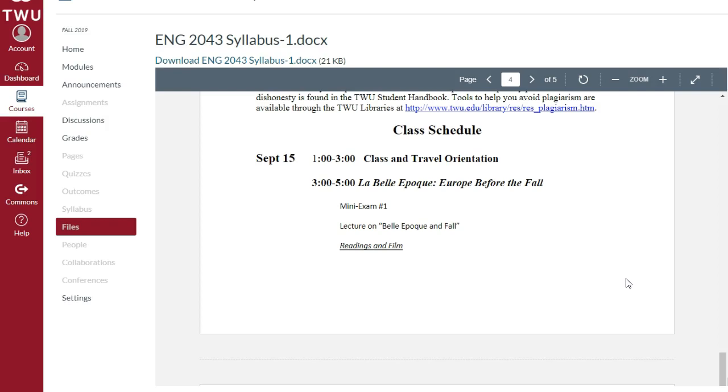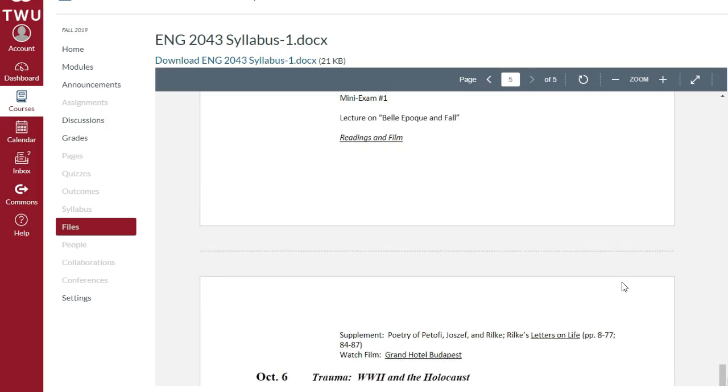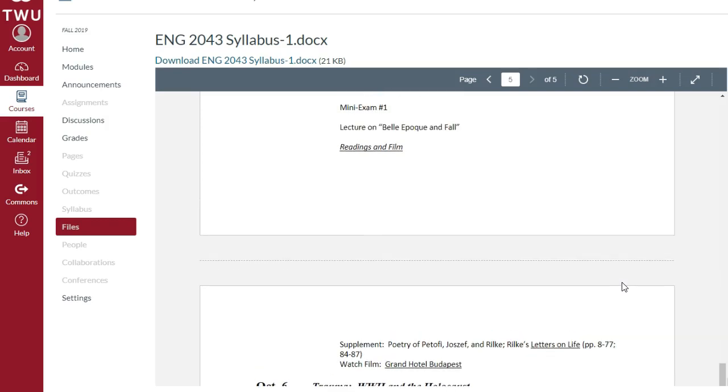And then I'll give a lecture on the topic Belle Epoque and Fall. Okay, and that's a lecture. There's no reading called Belle Epoque and Fall. That's my lecture. And then the readings that you have that the mini exam will be based on are the readings from the supplement, the poetry of Petofi, Jozsef, and Rilke, and then Rilke's letters on life. So we have poetry from these 3 poets, and Rilke's letters on life. These are excerpts from some of his letters. All of that material in the supplement, pages 8 through 77 and 84 through 87 of the supplement.